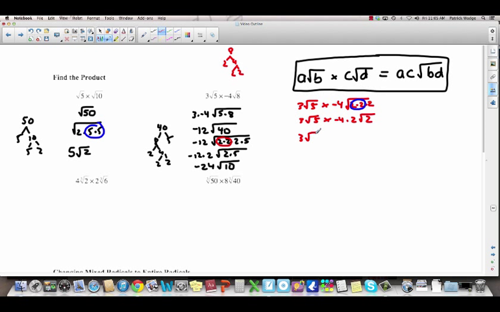So then we have 3 root 5 times negative 4 times 2 is negative 8 times root 2. And using this rule right here, we now multiply the coefficients. 3 times negative 8 is negative 24. And we multiply the radicands. 5 times 2 is 10. We're done. Negative 24 root 10, just like we got here.